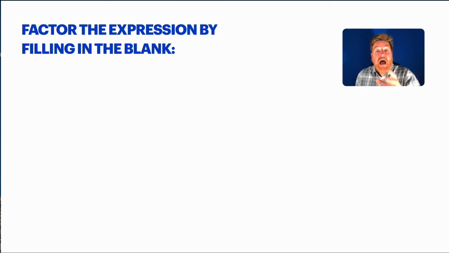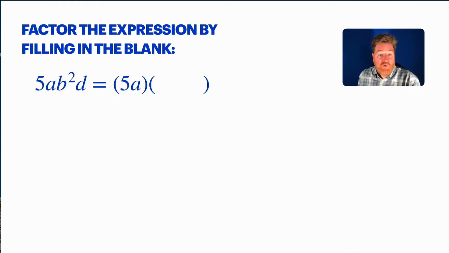So tell you what, let's try this. I'm going to ask you to factor an expression, but I'm going to give you one of the factors, okay? Like this. Let's say 5ab squared d equals 5a, really showing what's being multiplied. 5a times some missing factor. So we got to figure out what's left, what's in there in the original that we haven't taken out yet.